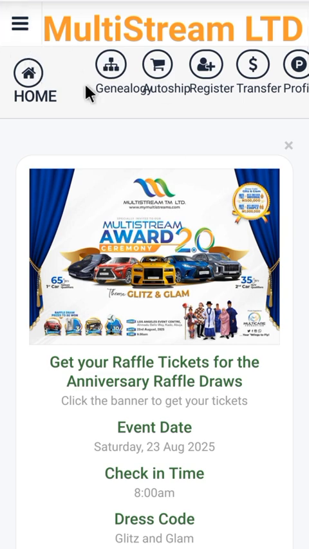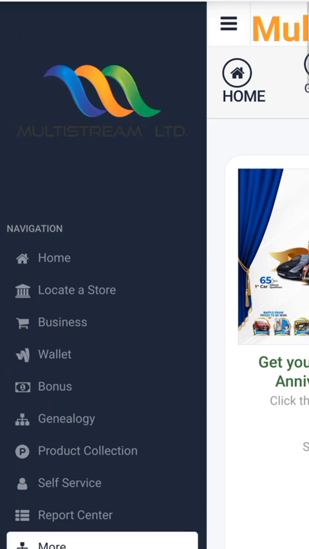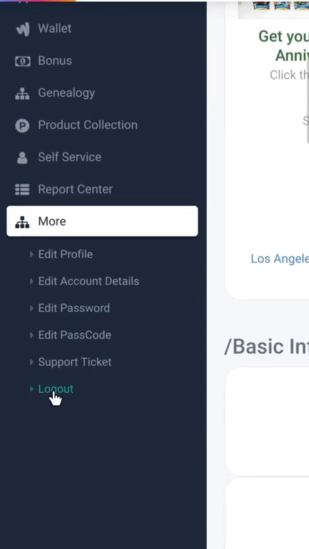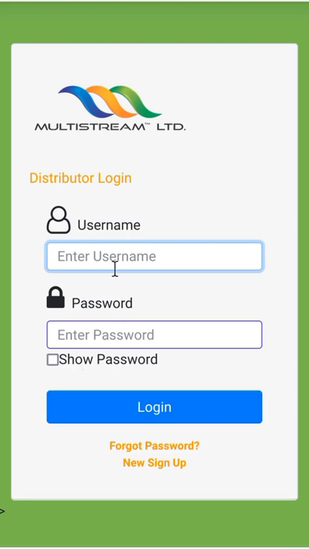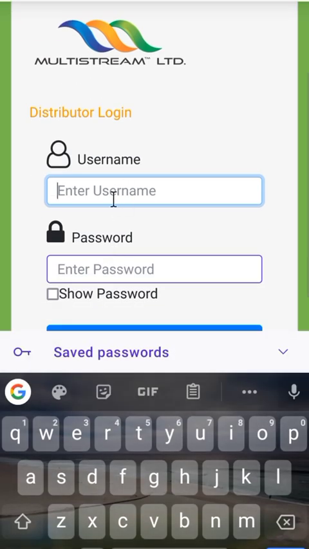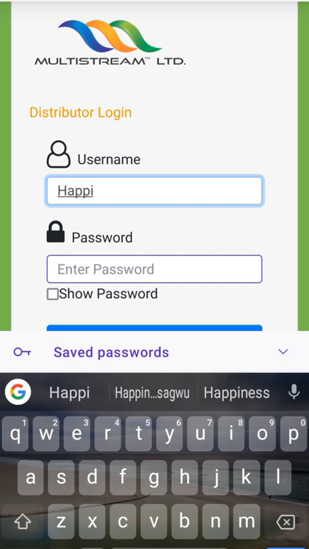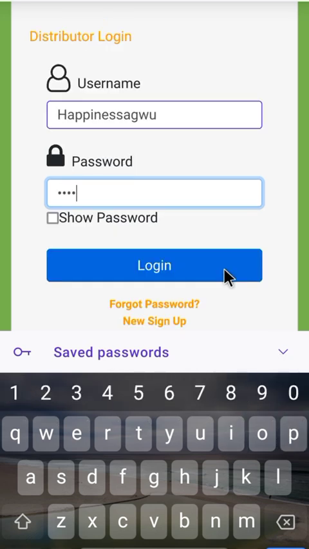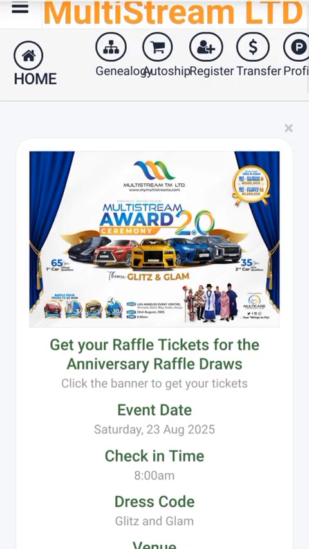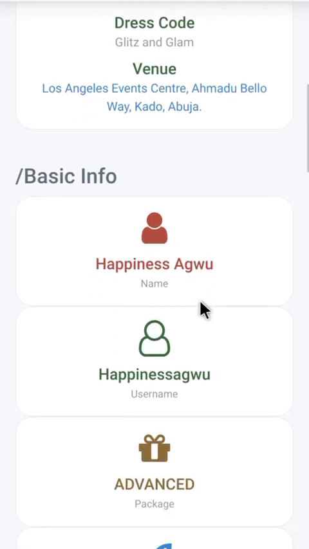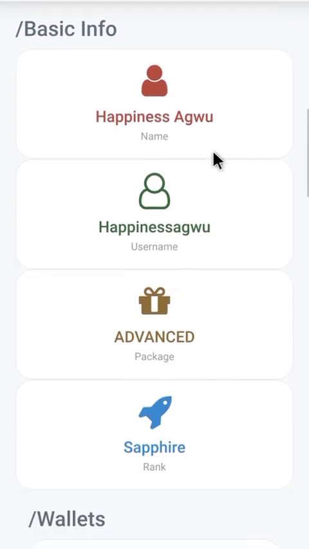Now, I want to log out of this particular account. So let me go to that account and show you something. Click on it, then come to more, come to log out. So let me log in to that particular account he asked me to check, and then check why it does not qualify for Sapphire. I think it was Happiness. I'll click on login. So you can see the account has opened. This is one of his accounts too.